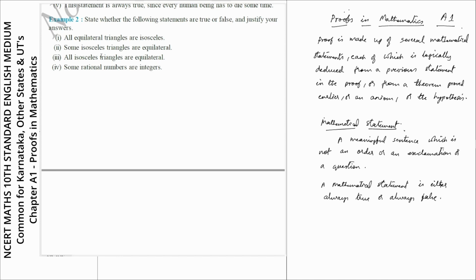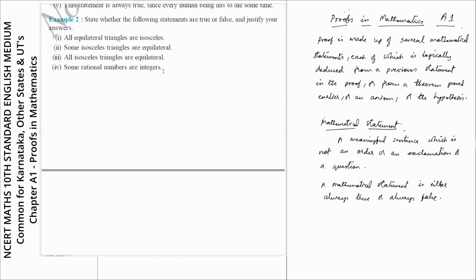Some isosceles triangles are equilateral. So this is also true because isosceles triangles whose base angles are equal to 60 degrees are also equilateral triangles. Therefore some isosceles triangles will also be equilateral triangles. And all isosceles triangles are equilateral triangles? So this is false. Not all isosceles triangles, only some isosceles triangles whose base angles are equal to 60 degrees will be equilateral triangles. So this is false.